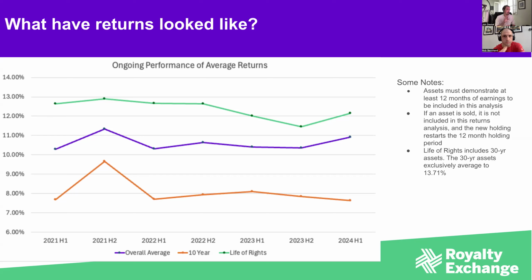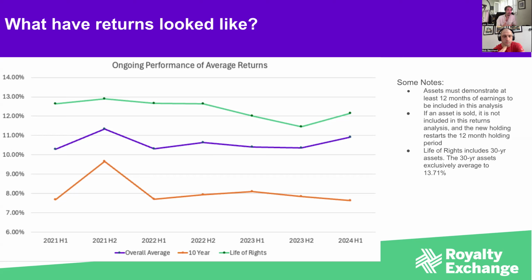We also, in this, lump together 30-year assets into life of rights because they are similar, and that's how we generally view them. The returns are different between the two, so I've broken that out in the notes on the right. 30-year assets are averaging a 13.71% return compared to the combined, which is like 12.1%. But as you can see, this last year has been a bit of an uptick, which is great.